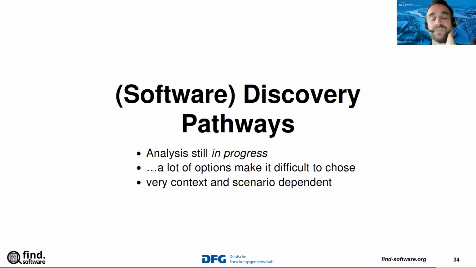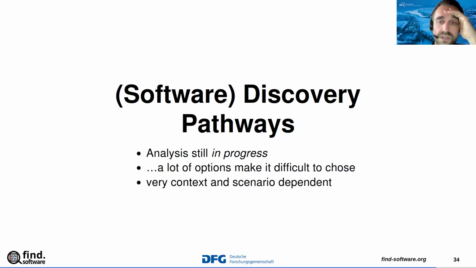I'm not sure whether I mentioned this already. So this analysis is still in progress. Basically, we should be finished with our analysis of software discovery pathways somewhere in June. And then the next step would be that we would use the results for our find.software project and also to write a paper on that, which is also already in a draft status.